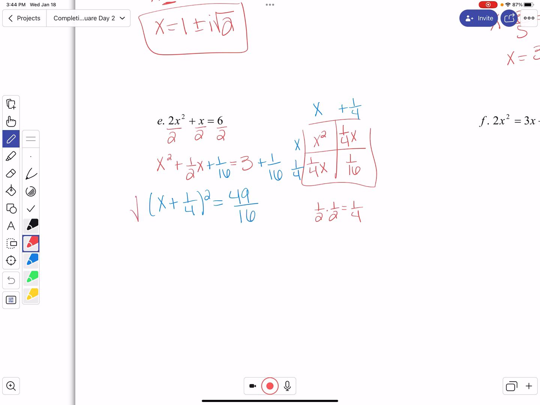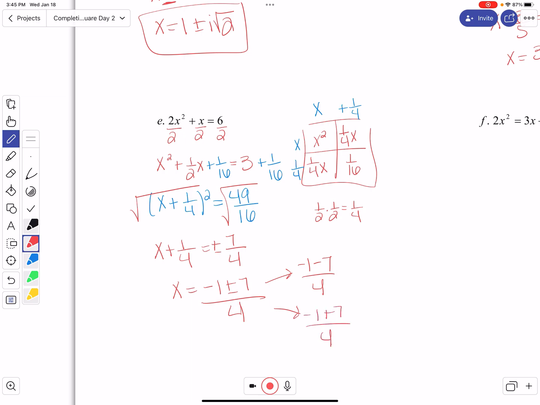49/16. Take the square root of both sides. So I have x plus 1/4 equals plus or minus 7/4. And if I subtract that 1/4, I get x equals negative 1 plus or minus 7 all over 4. I do my two problems. So negative 1 minus 7/4, negative 1 plus 7/4. So negative 1 minus 7 is negative 8/4, which is negative 2. Negative 1 plus 7 is 6/4, which reduces to 3/2.